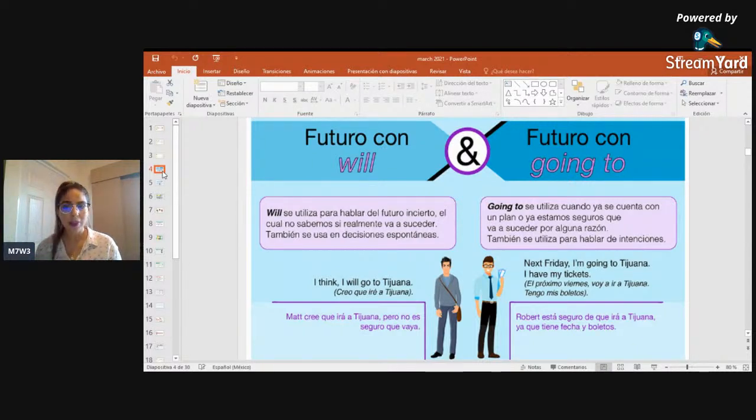Y going to también nos sirve para hablar del futuro, pero en este caso la expresión, o en realidad no la traducción, pero sí la equivalencia del español a inglés, going to vendría a ser como voy a. En este caso yo tengo next Friday, aquí mi ejemplo ya me está diciendo cuándo.